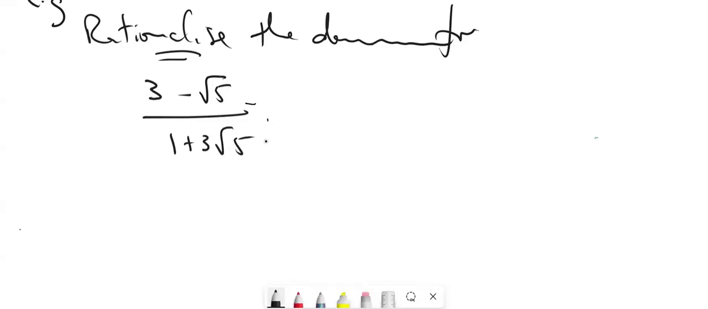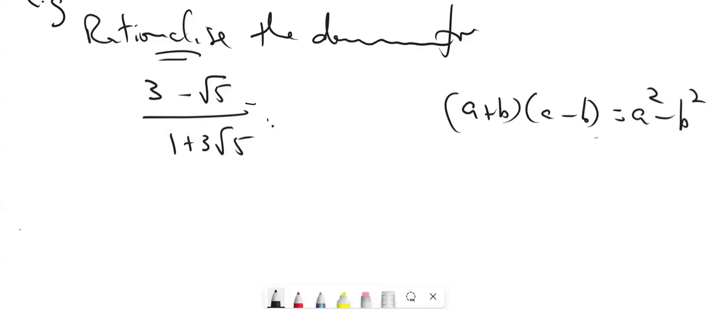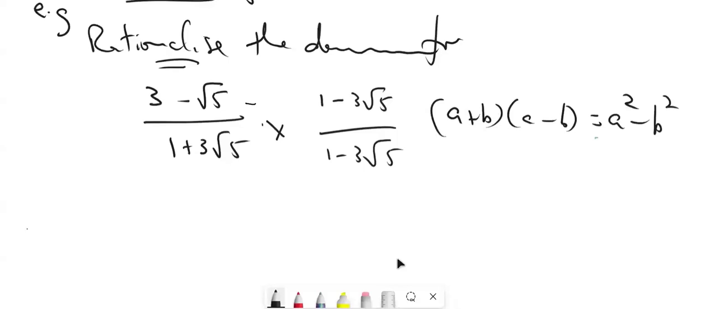So this is what you do. You make use of that same thing that we had, that a plus b times a minus b is equal to a squared minus b squared. So we're going to do that here. We're going to multiply by the conjugate of 1 plus 3 root 5. So you get 1 minus 3 root 5 over 1 minus 3 root 5. When you multiply the numerator, you'll have something ugly, but when you multiply the denominator, this is what you'll get.